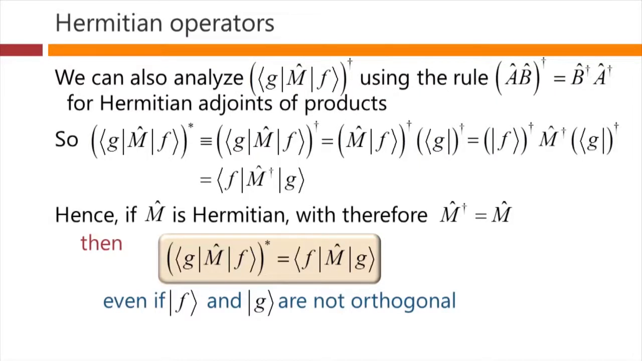So we saw this already in terms of specific matrix elements. Maybe these were basis vectors here, and we saw this result. But this result is generally true even if F and G are not orthogonal. We just proved this for arbitrary F and G. And this is perhaps the most general way in which we can write this Hermiticity condition.